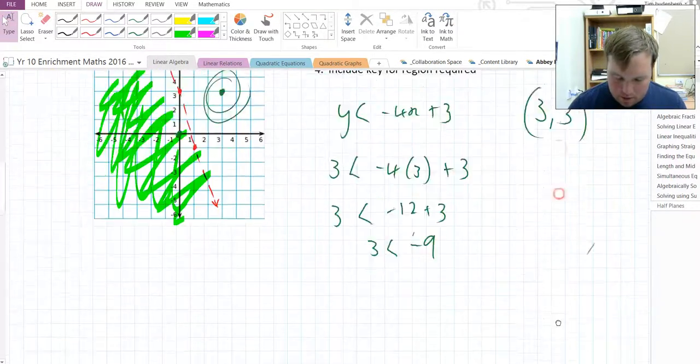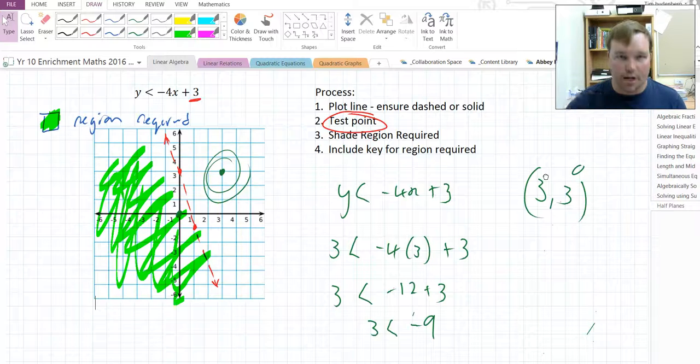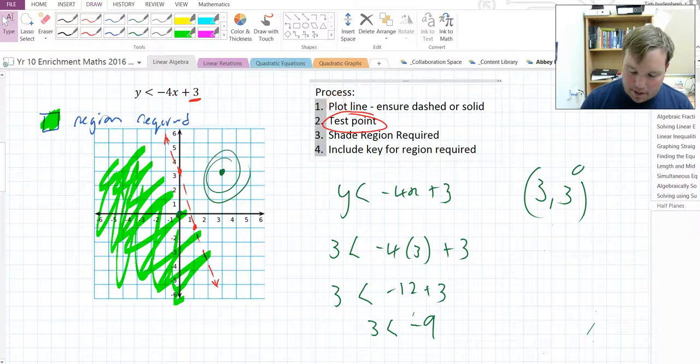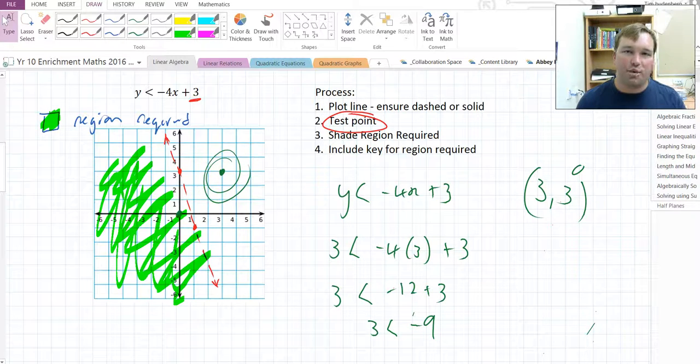Now, no exam-style question for this video, because we're going to do a couple of videos in quick succession. But that is just an introduction to shading linear inequalities, and that's the process to go through. Plot the line, making sure it's dashed or not dashed. Test point, shade the region required, key.